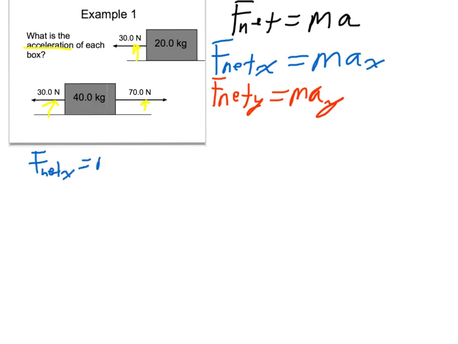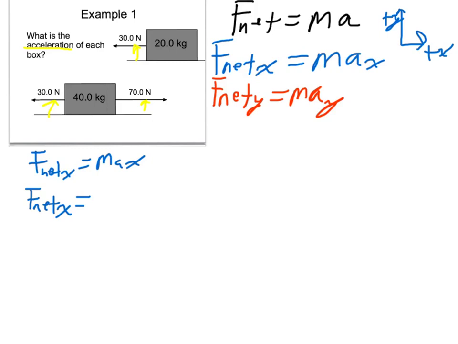F net x equals mass times acceleration in x. To find F net x, we need all of the forces in x. And we're going to give them direction using that coordinate system I declared earlier. Positive x is to the right, and positive y is up. Ashley asked the question a few days ago, why aren't we dealing with positives and negatives when we have up and down, left and right forces? For Newton's second law, we will have to deal with positives and negatives.